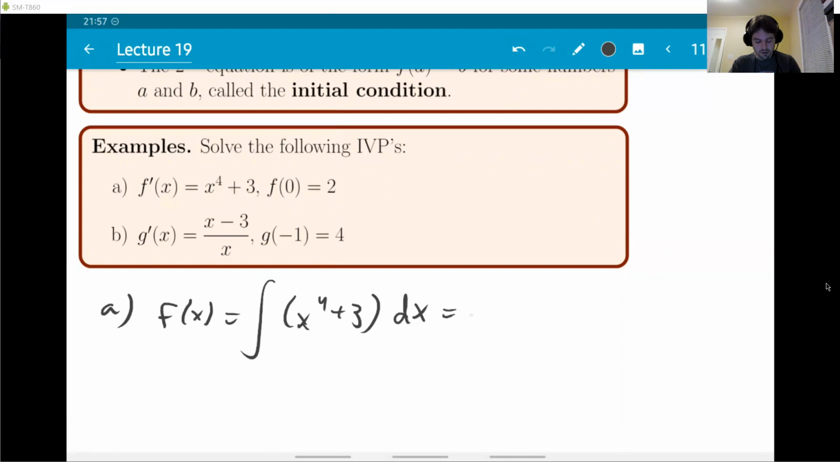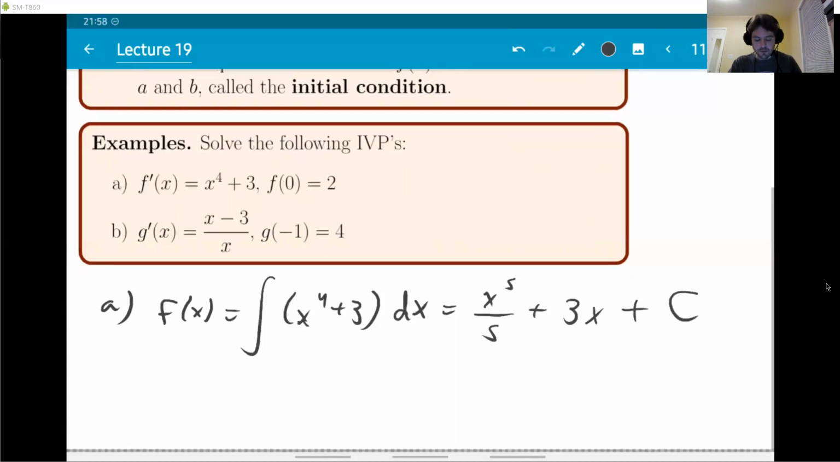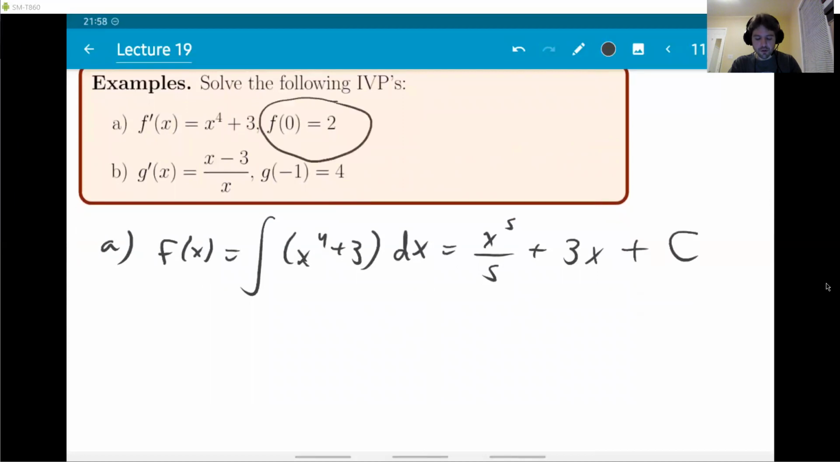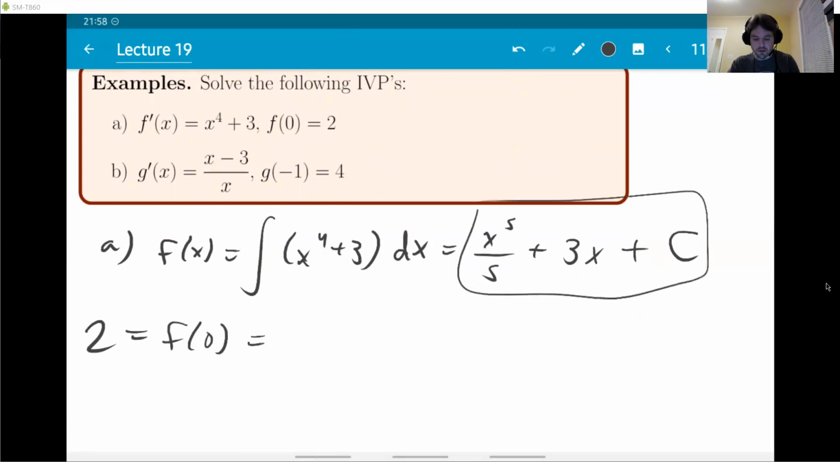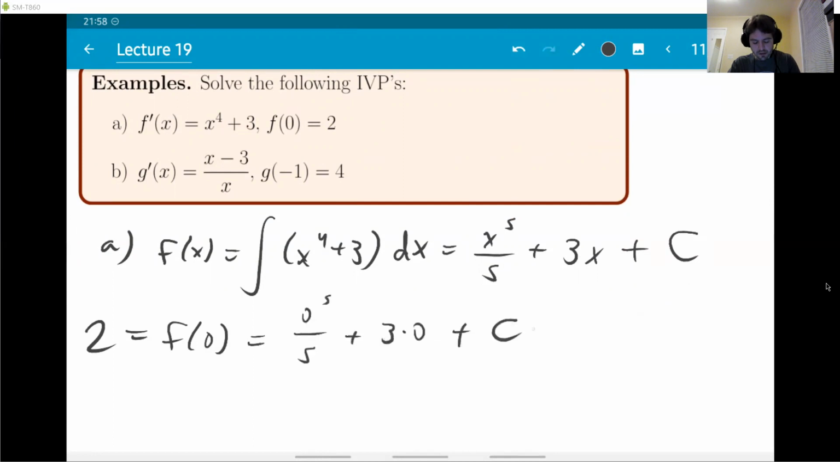So calculate this. Antiderivative of x to the fourth is x to the 5 over 5. Antiderivative of 3 is 3x. And there is a general plus c that we don't know yet. But now we have enough information to find it because we know f of 0 is 2. So on the one hand, f of 0 is 2, and on the other hand, plug in 0 into the formula that we just found. So you have 0 to the 5 over 5 plus 3 times 0 plus c. That's just c. So look at this. We have just found the value of c.